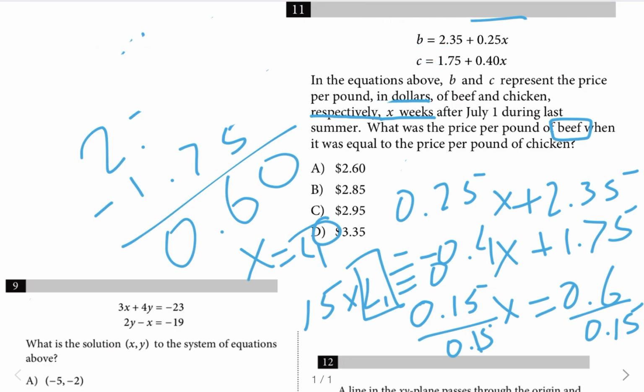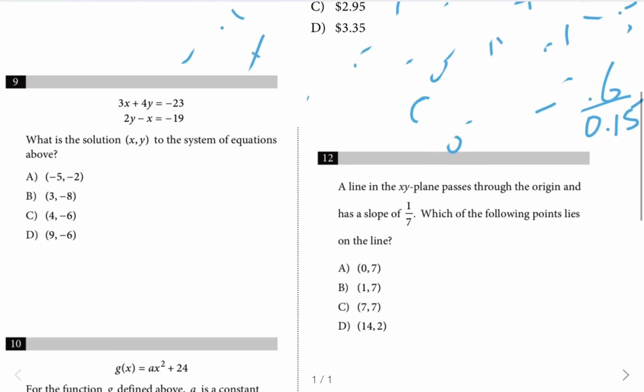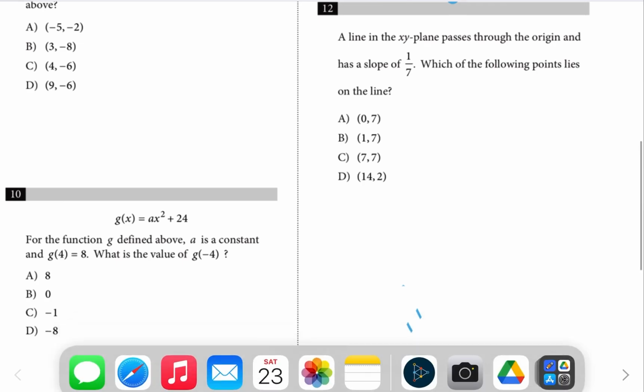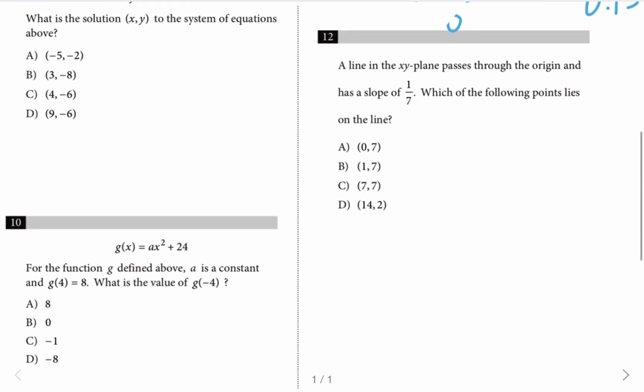Let me just erase all this. Actually, I can just move on. I don't need all that. Okay, sorry about that. Question 12.